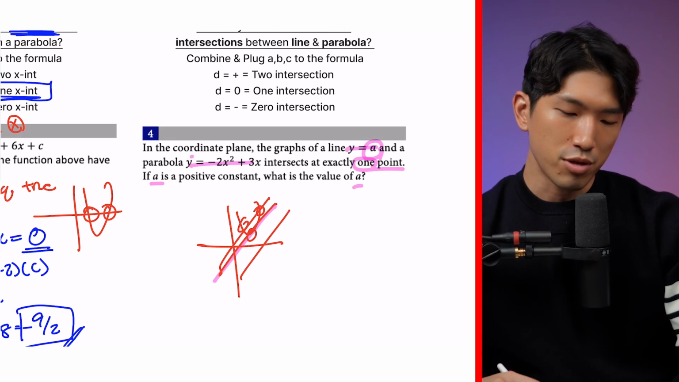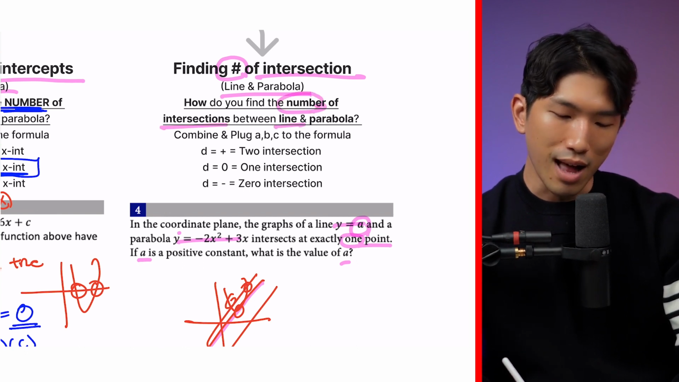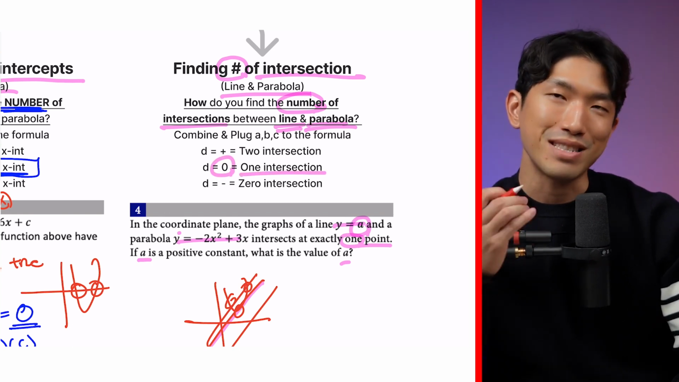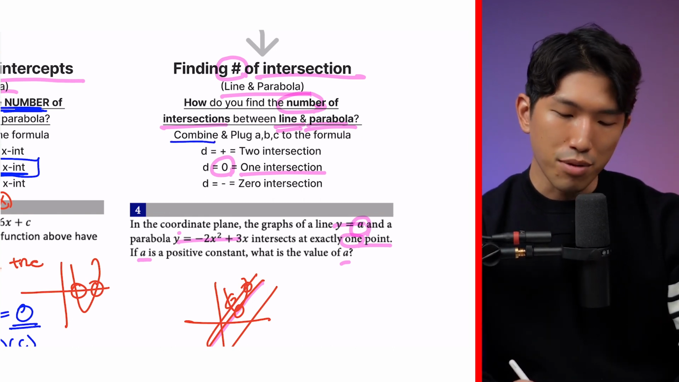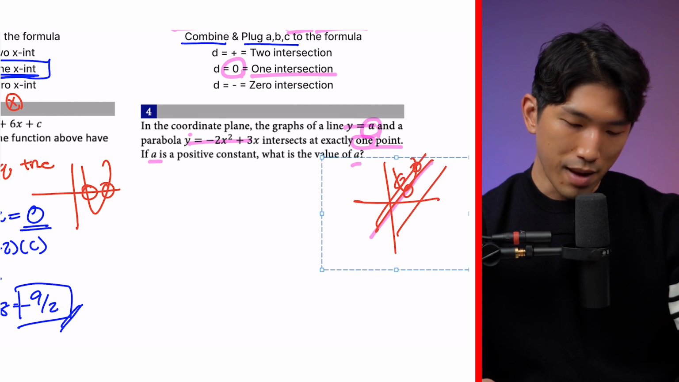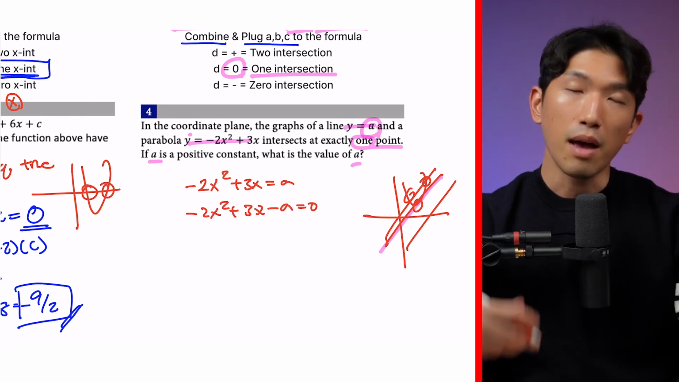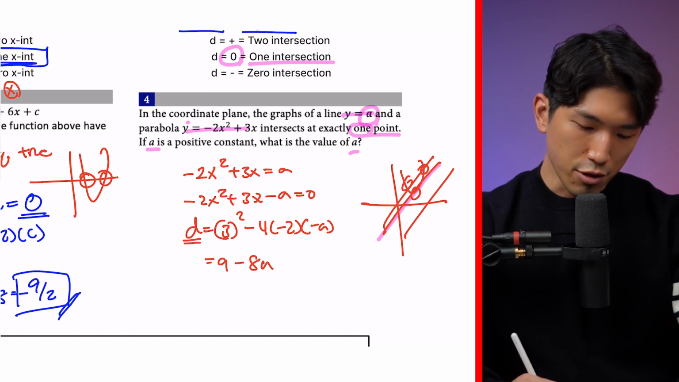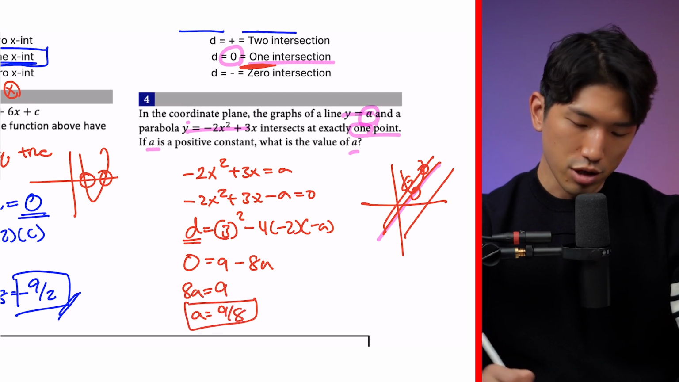And that's the second purpose of the discriminant, because it will show you the exact number of intersections between a line and a parabola. When your discriminant is set equal to 0, that's when you have exactly one intersection between the two graphs. So first, you're going to have to combine the equations and then plug it into the discriminant formula. So if we do the math, the first step is to combine the equations. 2x squared plus 3x is equal to a. Move it to the other side and plug it into the discriminant. And our discriminant is set equal to 0 because that's when you have just one intersection, which means our answer is going to be 9/8.